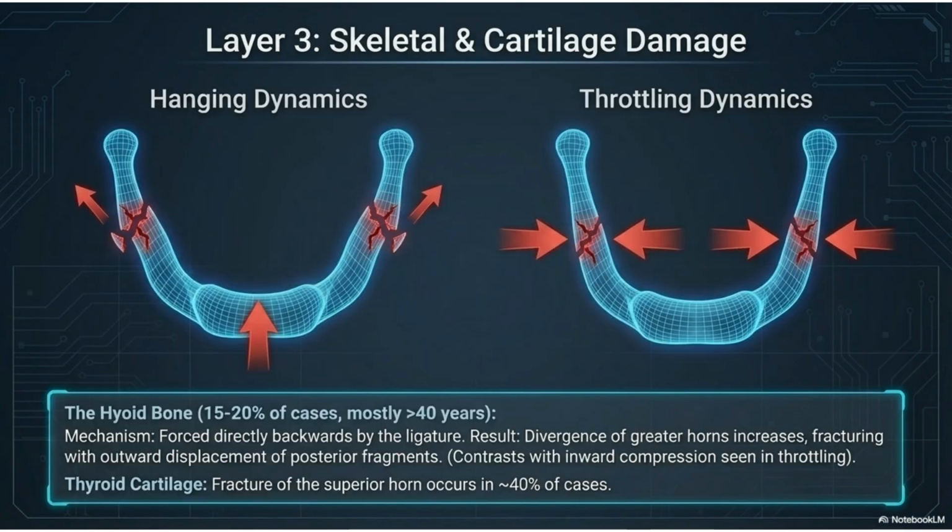In layer 3, skeletal and cartilage damage, the hyoid bone fractures in 15 to 20% of hanging cases, mostly in older victims. The mechanism involves the ligature forcing the bone directly backward, causing outward displacement of fragments. Thyroid cartilage fracture of the superior horn occurs in about 40% of cases.